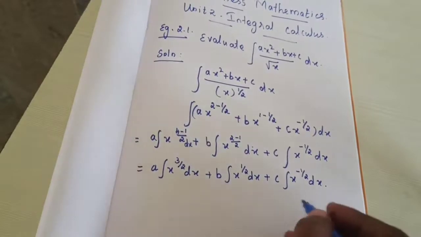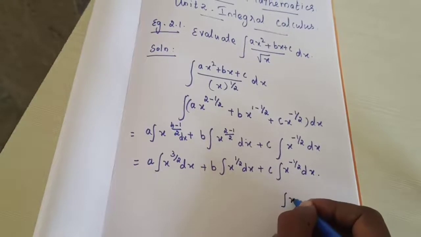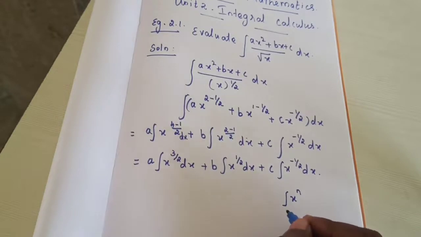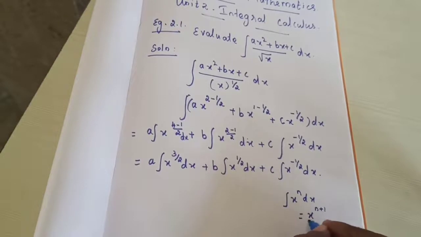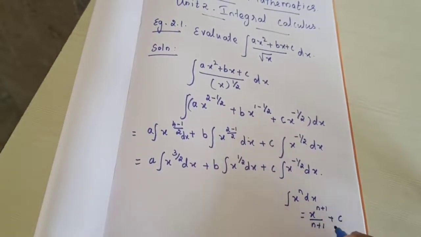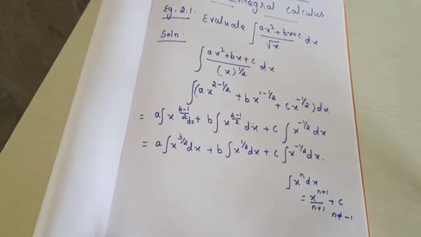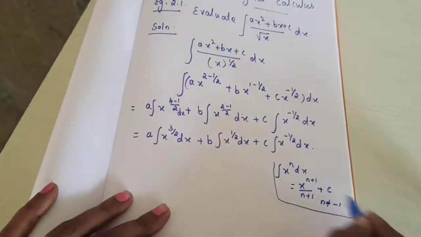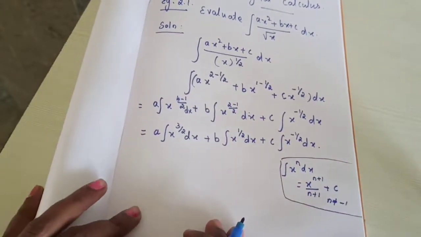Understand? Now we are going to use the formula. We have learned the one formula, that is integral of x power n dx. What's the formula we have learned? That is x power n plus 1 divided by n plus 1 plus c, where n is not equal to minus 1. Understand? So this one we are going to use here. That is, integral of x power n dx is equal to x power n plus 1 divided by n plus 1 plus c.